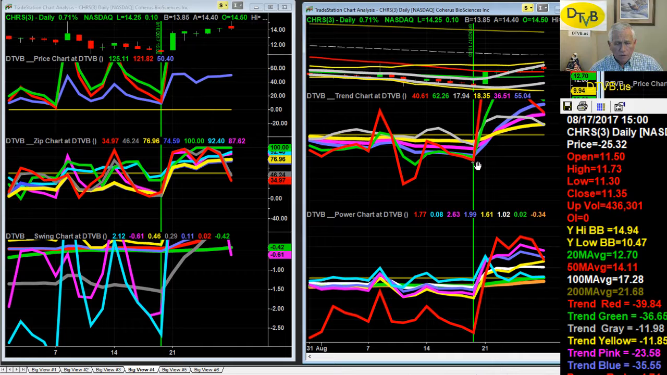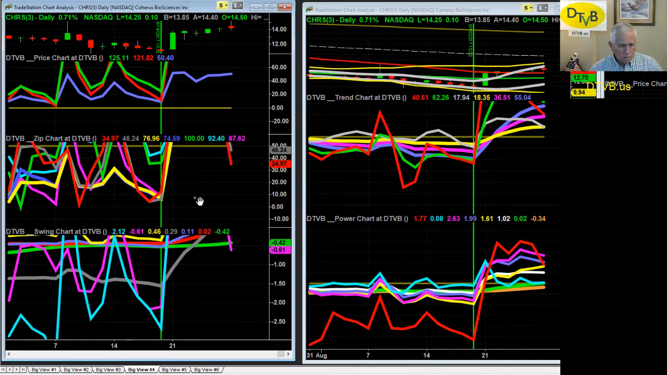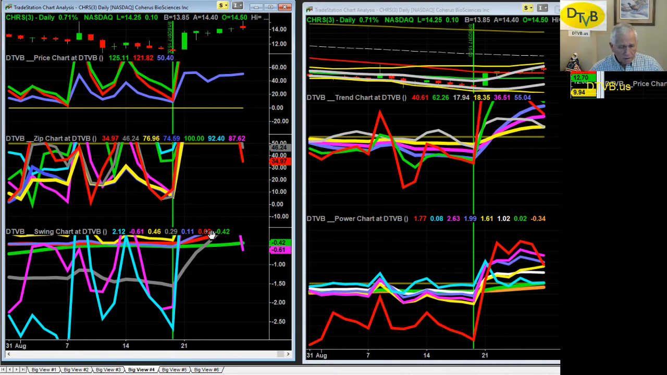This is with trend red lowest, power red lowest, zip Zion, swing Zion lowest, and with swing and zip red going up. Now I've got one other one after this. This isn't the one. This is zip red in a BOC lower pattern. It's going up, and remember, red and gray are leading indicators.